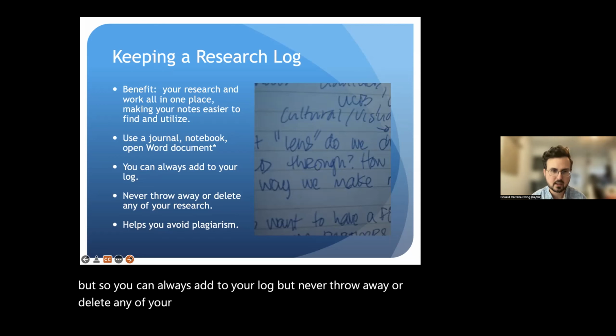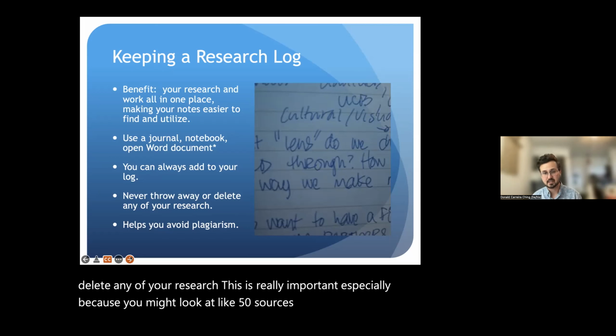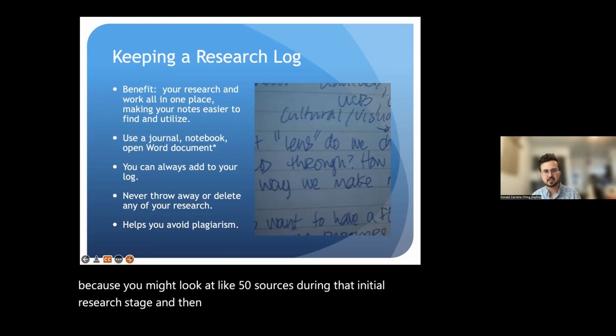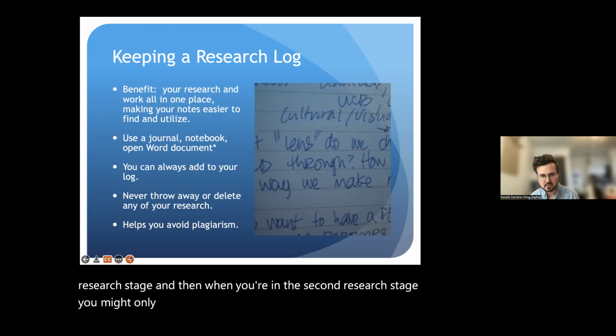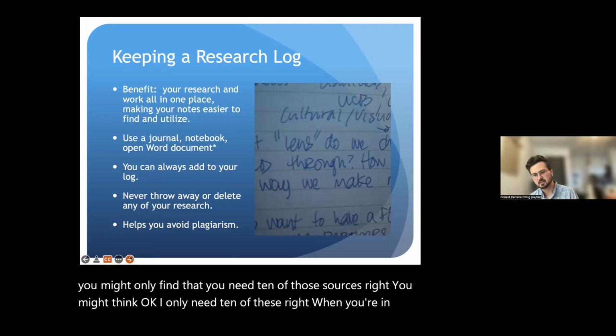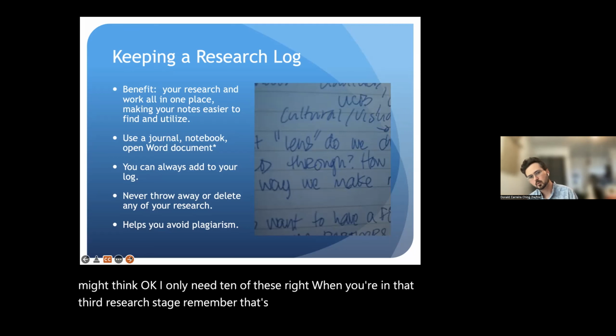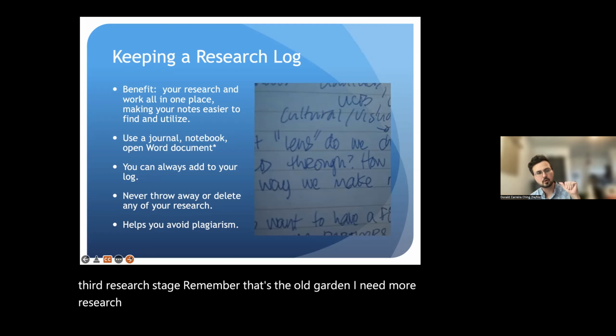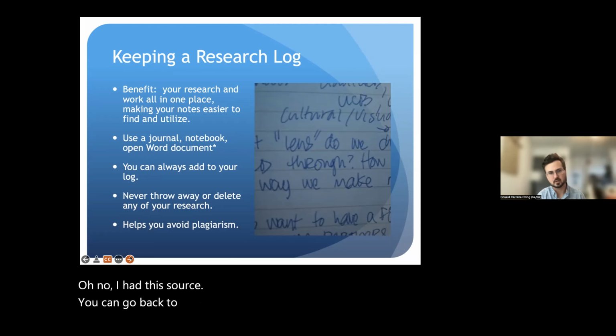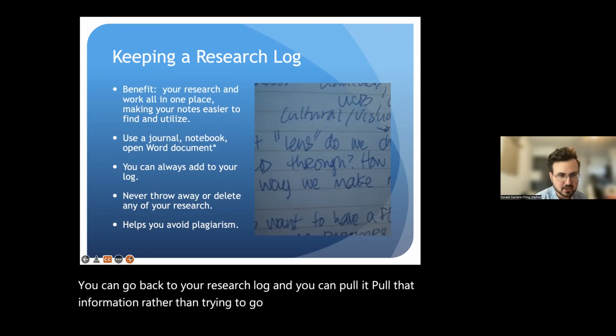This is really important, especially because you might look at like 50 sources during that initial research stage. And then when you're in the second research stage, you might find that you only need 10 of those sources, right? You might think, oh, okay, I only need 10 of these, right? But when you're in that third research stage, remember that's the old, oh darn it, I need more research stage. That's when you might realize, oh no, I had this source, right? You can go back to your research log and you can pull that information rather than trying to go and find more information. You might already have it.